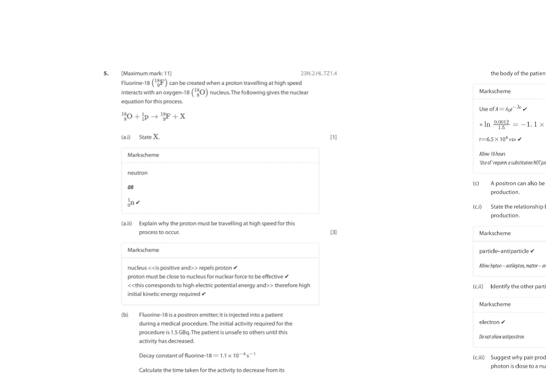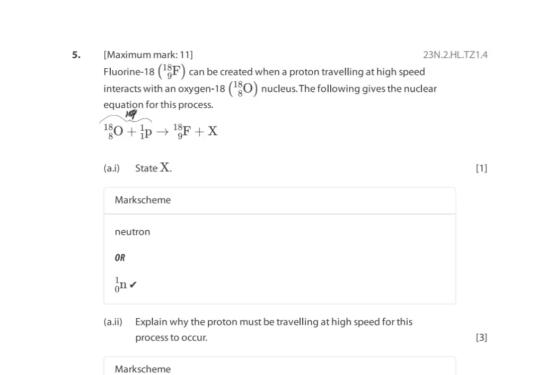Again, balance out the numbers. There are 19 nucleons on the left side, and there are only 18 on the right side. So I need one more nucleon for X. But for the proton count, I have 8 and 1, which gives me 9. So X is going to be 0 down there. And what would that be but our good old neutron? So X is a neutron.